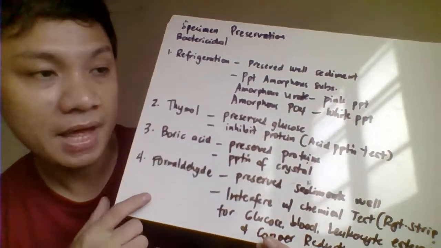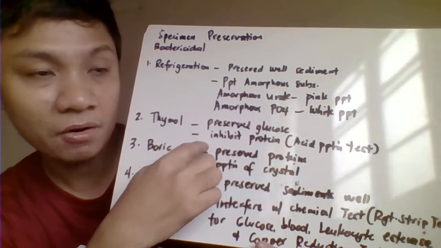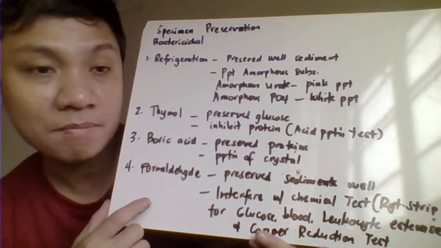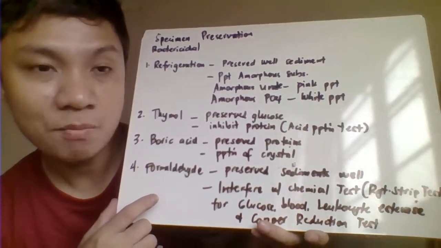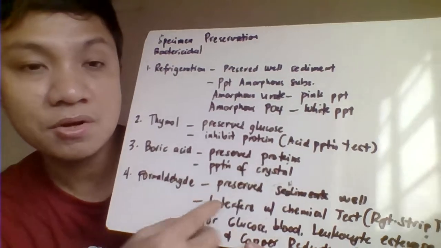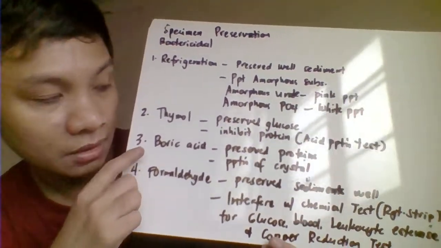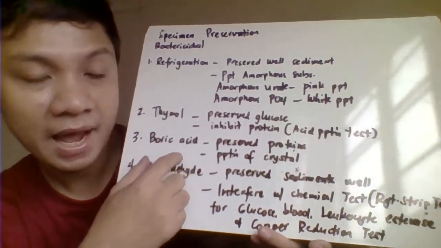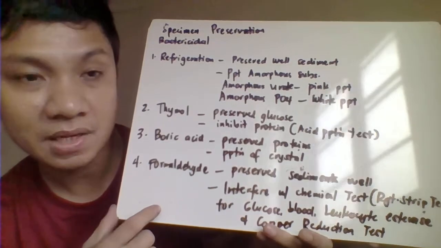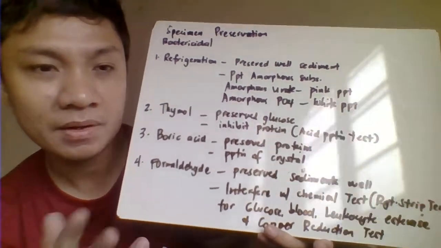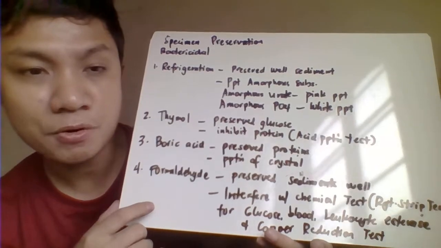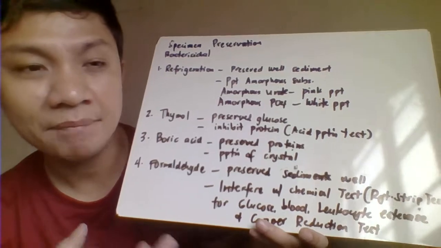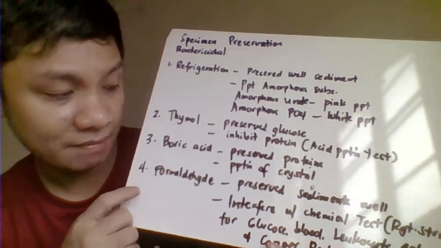Another one, we have here your thymol. Thymol preserves your glucose well, pero it will interfere with the acid precipitation test for your protein determination. So kung you wanted to measure the protein concentration using this method, it will interfere with the result. Boric acid, on the other hand, is able to preserve the proteins. However, the problem with boric acid, it tries to precipitate a large amount of crystals. And pag madaming crystals, it tries to obscure your microscopic identification. So, sobrang dami ng background mo under the microscope, so mahirapan ka mag-identify.